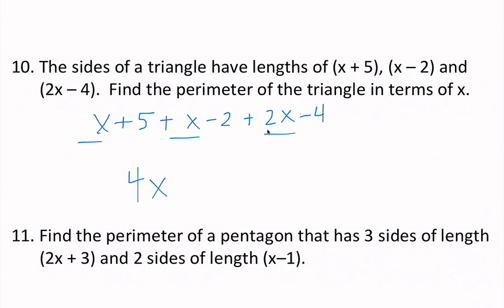And then I'm going to look at my positive 5, negative 2, and a negative 4. Those 3 numbers would add up to a negative 1. So I know the perimeter of that triangle would be 4x minus 1. These are 2 different terms, so this would be a binomial.